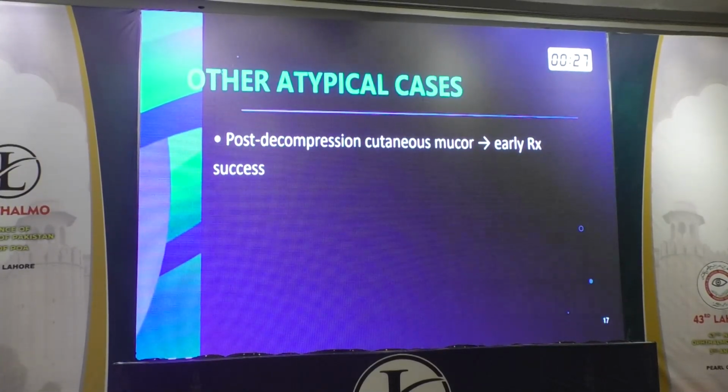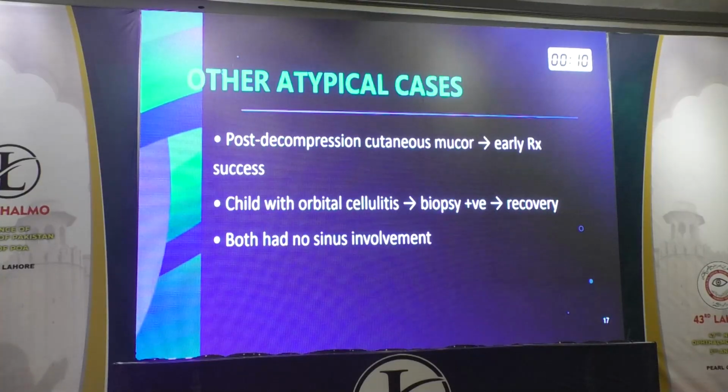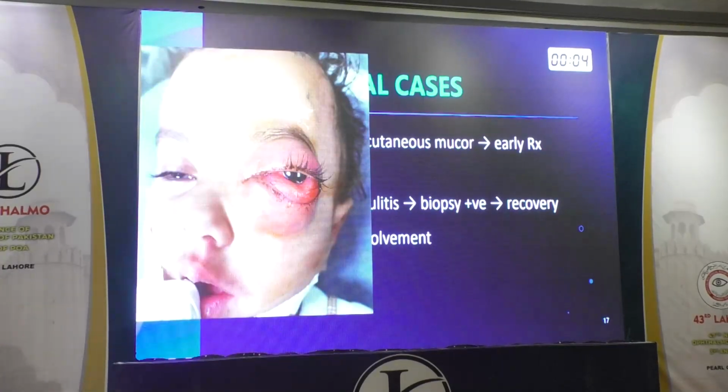Other atypical cases we went through: one case was post-decompression. We did the decompression surgery, and afterwards the young patient developed mucormycosis, and here we started amphotericin and he responded very well. Another was a child with orbital cellulitis. Biopsy was done initially because we were very concerned, and both had no sinus involvement, so the typical rhino-orbital mucormycosis was not seen.